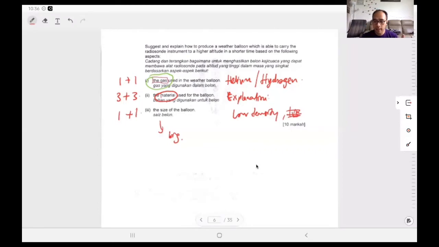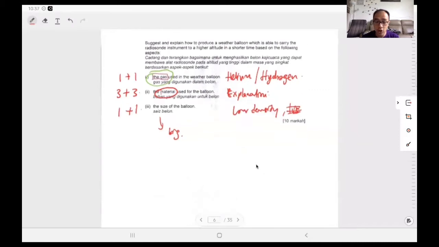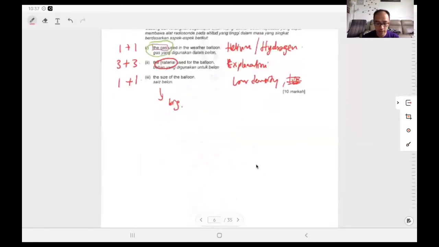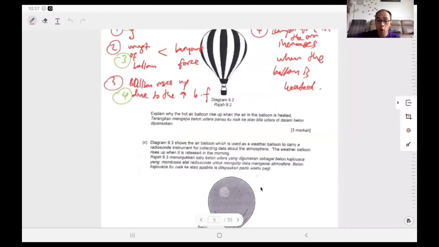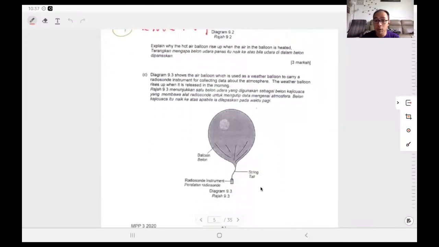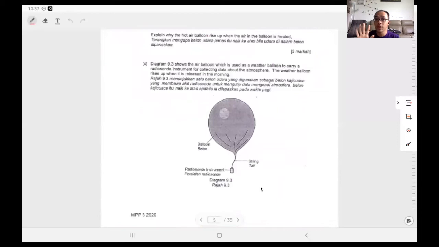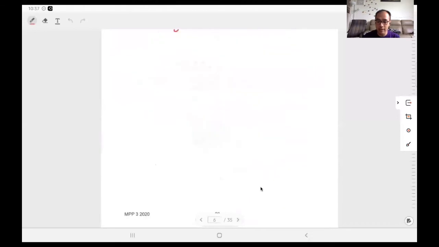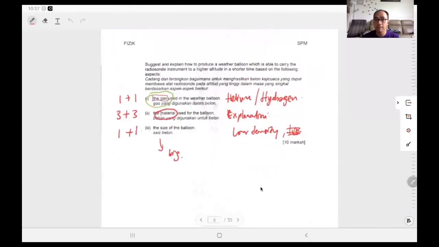Now notice this. This question is not really a hot air balloon. Notice this is a normal weather balloon. It's not a hot air balloon. I'm afraid that if you just memorize without thinking, you will say ridiculous things like add more burners. It has nothing to do with burners. Don't use burner, because it's a normal balloon.